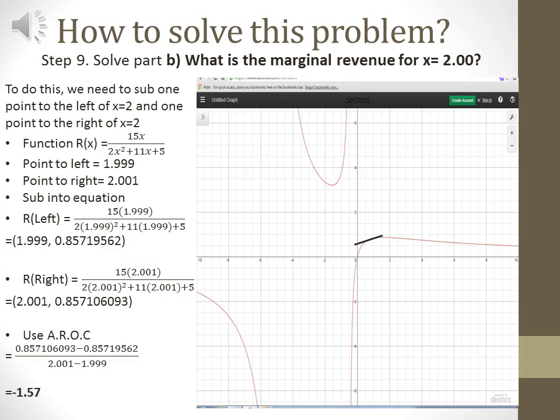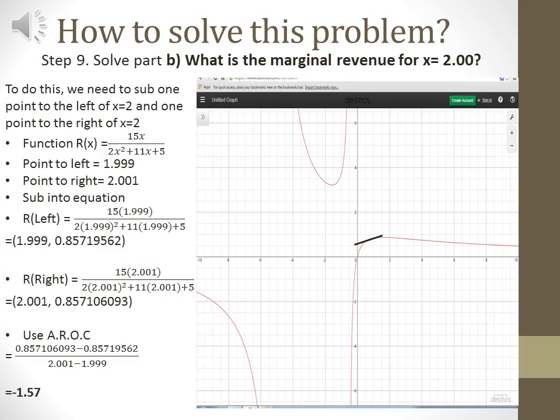And repeat with the point to the right, which is 2.001. Plug that into the equation, and that will tell us what our y coordinate is. Again, using x and y coordinates, we got 2.001 and 0.857106093. Keep carrying on those decimals. We can't round.